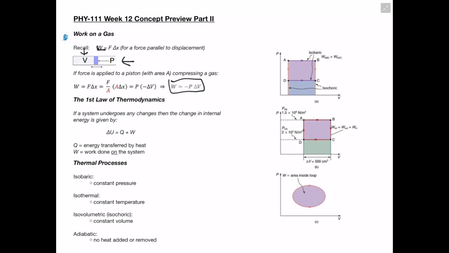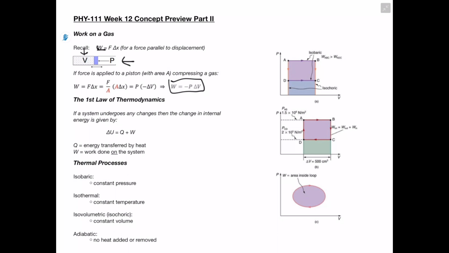which states that if a system undergoes any changes, then the change in internal energy is given by change in U equals Q plus W. And our change in U is going to be the change in internal energy, Q is going to be our energy transferred by heat, and then W is going to be the work done on the system.